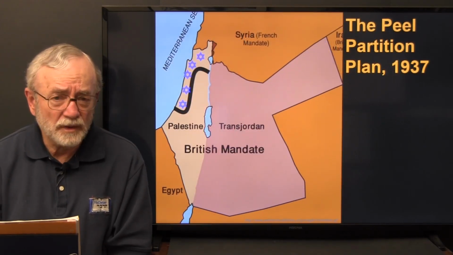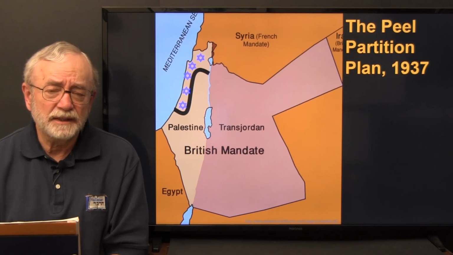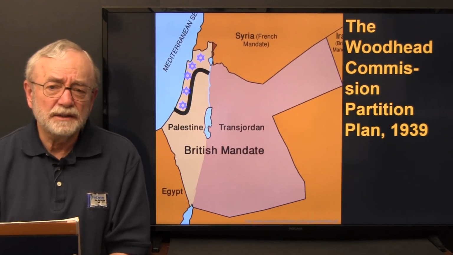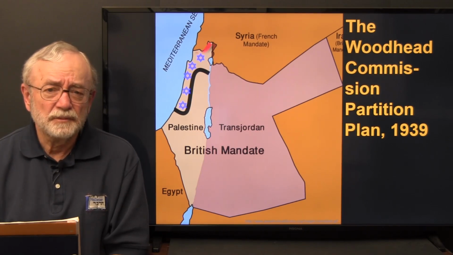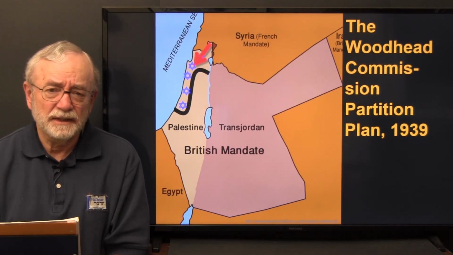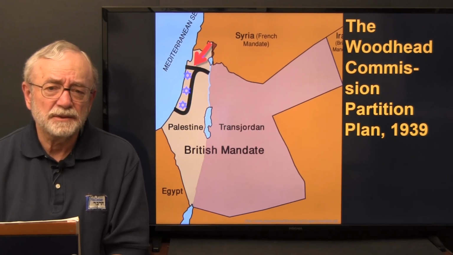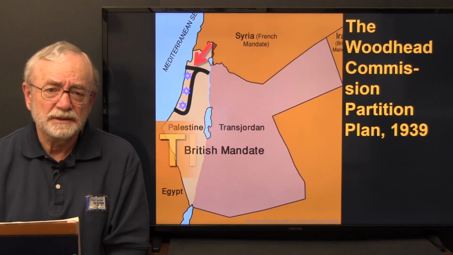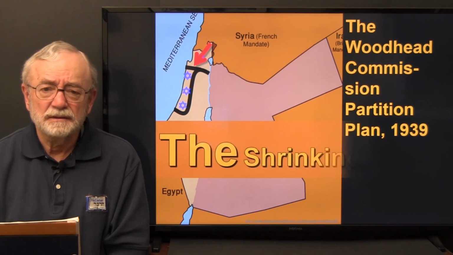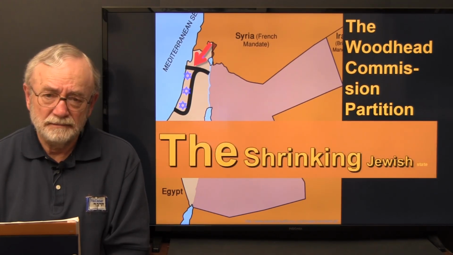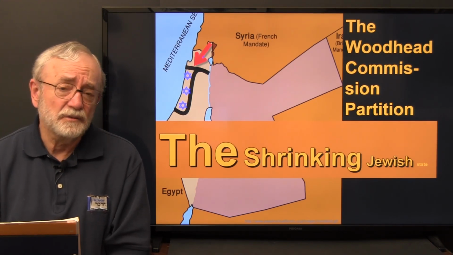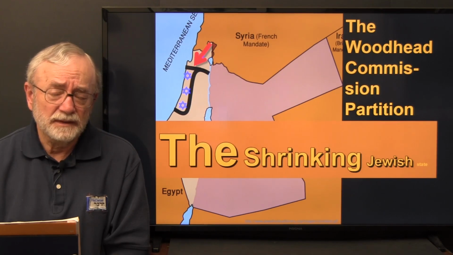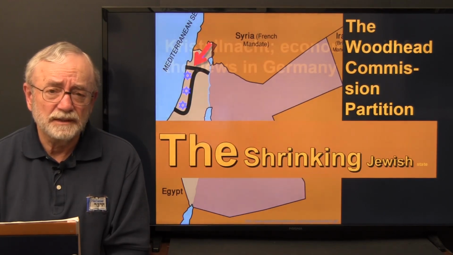And so what are we watching? We had the Peel Partition Plan in 1937, but now the Woodhead Commission Plan is willing to remove Galilee from the area of Zionist influence and limit the Jewish state simply to the coastal plain. So it continues, the shrinking Jewish state. That state would not have been a viable state, would have been easily conquered by the Arab countries in 1948. But we'll see about that.